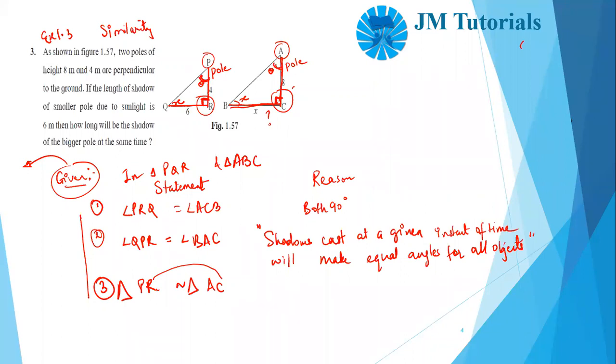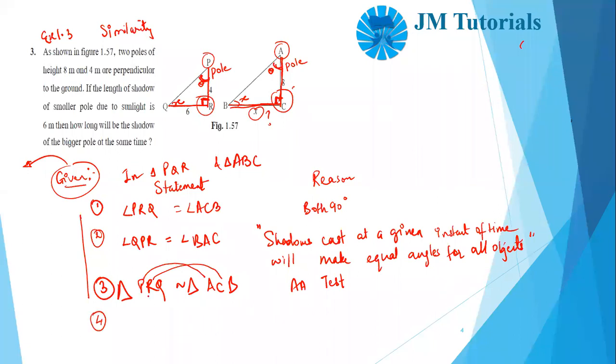Okay. And then what is left over here? Q. And what is left over here? B. So PRQ, ACB. Which test? Definitely AA test. Now what should I do? They want me to find out this X. So let's go ahead and write the CSST.